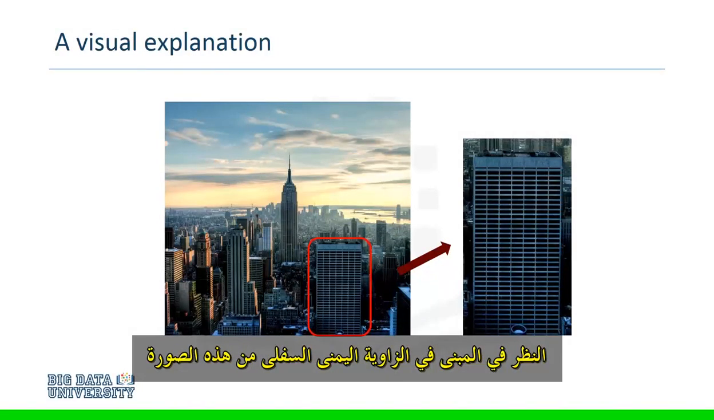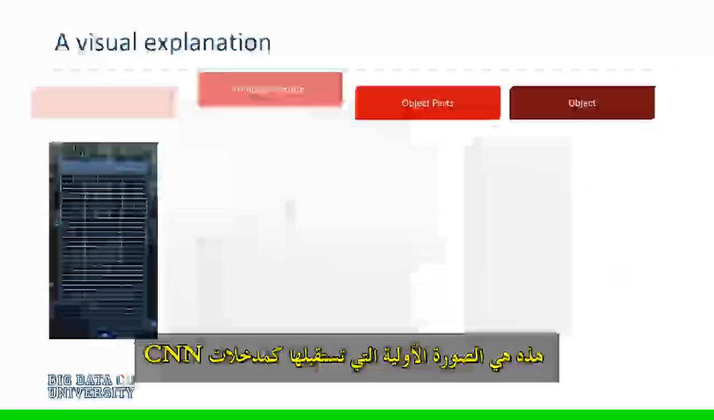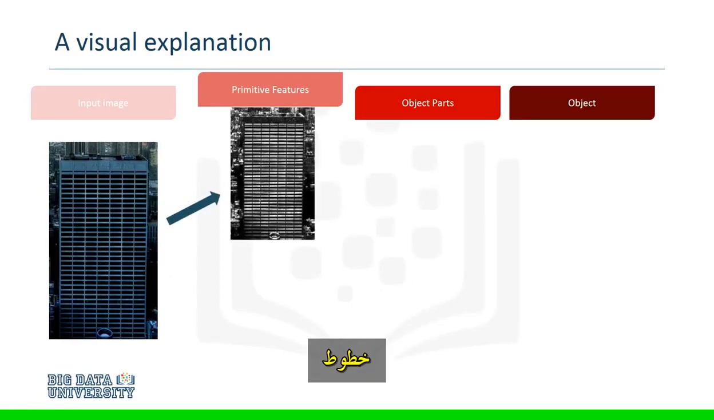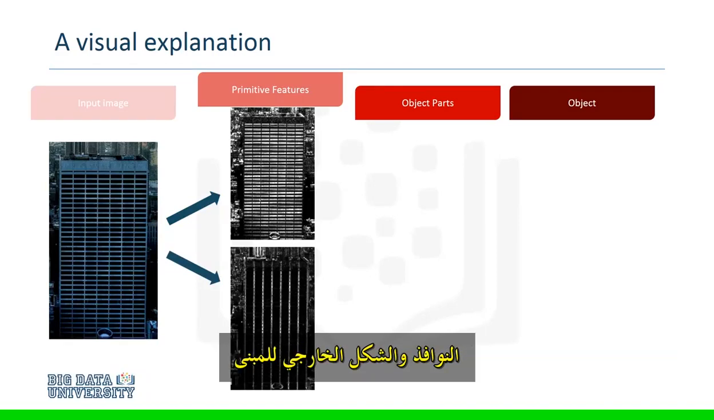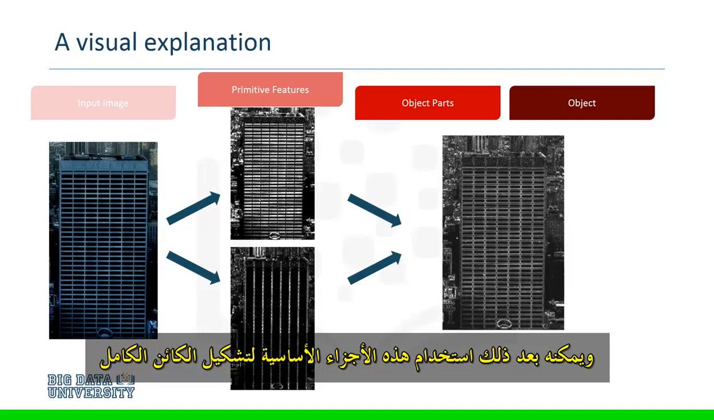Consider the building in the lower right-hand corner of this image. This is the raw image that a CNN would receive as input. Some of the best primitive features for a building would be horizontal lines and vertical lines. By combining these lines together, the net can start to form the component parts like windows and the building's external shape. It can then use these basic parts to form the complete object.